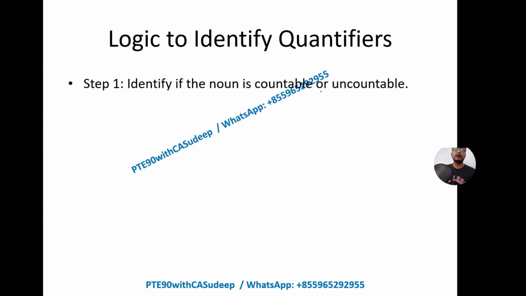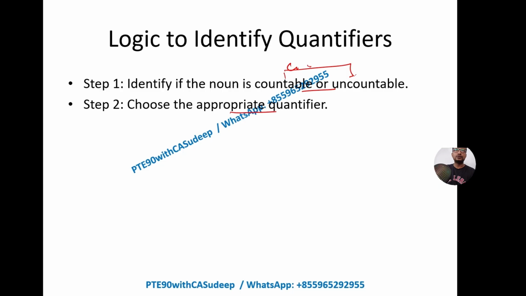Now the logic to identify quantifiers. Step 1: identify whether the noun is countable or uncountable. That is the most important one. You need to identify if it is countable or uncountable and choose the appropriate quantifier. Remember, many or few students, that's for countable. Much or little sugar, that is for uncountable.